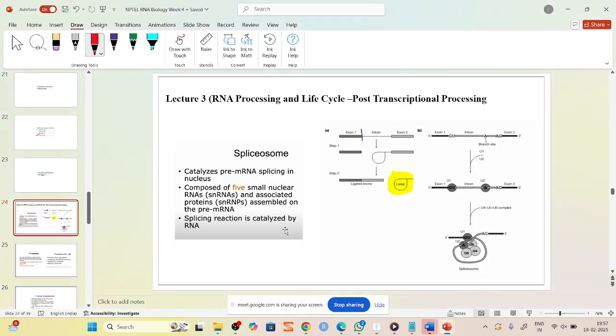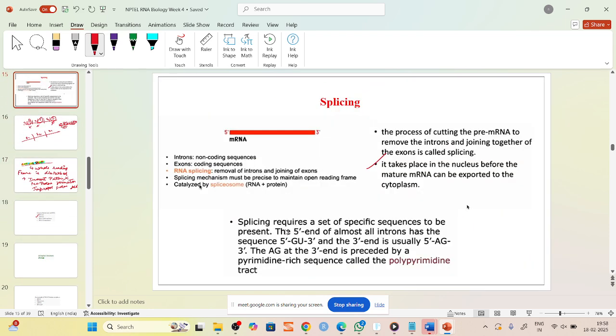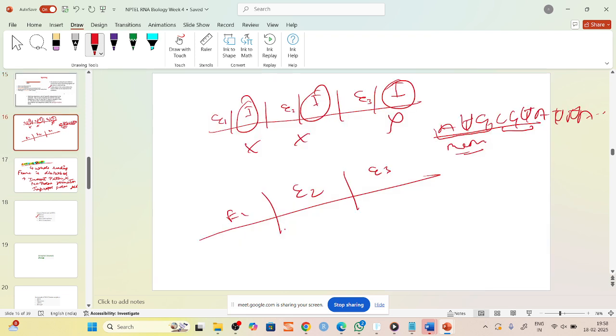Okay, so now we'll come to the topics that were covered in lecture 3. Lecture 3 was RNA processing and life cycle, the post-transcriptional processing. So here we are studying splicing. In the previous lecture, we saw that splicing is the process of cutting off the introns and joining the exons together. Introns are the non-coding sequences which have to be removed so that only the coding sequences, which actually code for the proteins, are present in your RNA. So RNA essentially has only the coding sequences.